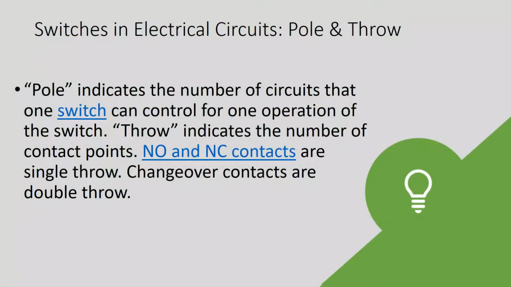So we have types of switches, and these types of switches are determined by the number of poles and the number of throws which the switch has. So a pole is indicated by the number of circuits that one switch can control, and the throw indicates the number of contacts that the switch has.